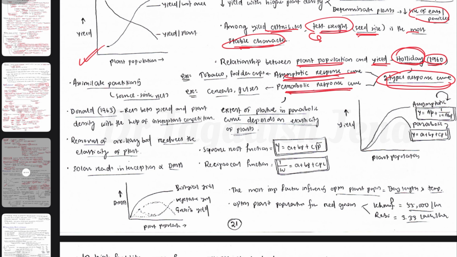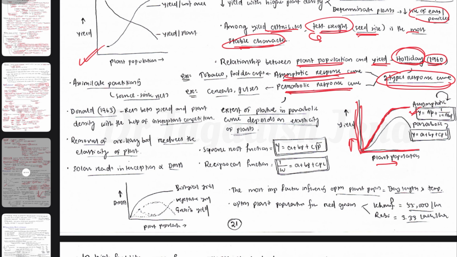So what does the asymptotic response curve say? Suppose this is the relationship of yield upon plant population. Asymptotic means that as we increase the plant population, the yield goes on increasing, reaches the highest point, then remains constant, a plateau. And this is the equation for that: y = ap / (1 + abp).